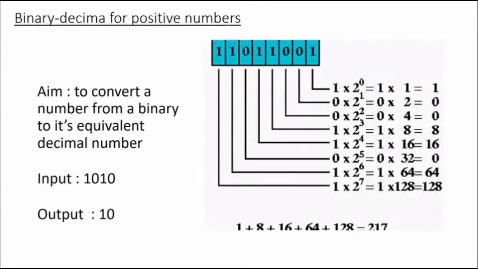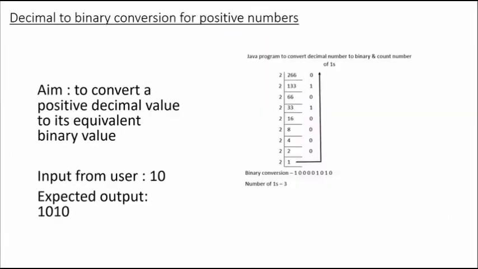As you can see on the screen, this slide shows the binary to decimal conversion for positive numbers. If the user enters a positive number, the result will be a positive decimal. In the next slide, you can see the decimal to binary conversion. Here my aim is to ask the user to enter a positive decimal number and I will provide the equivalent binary output.